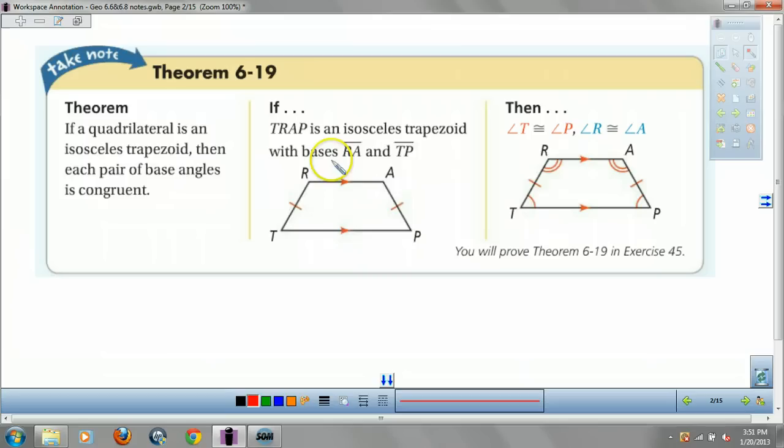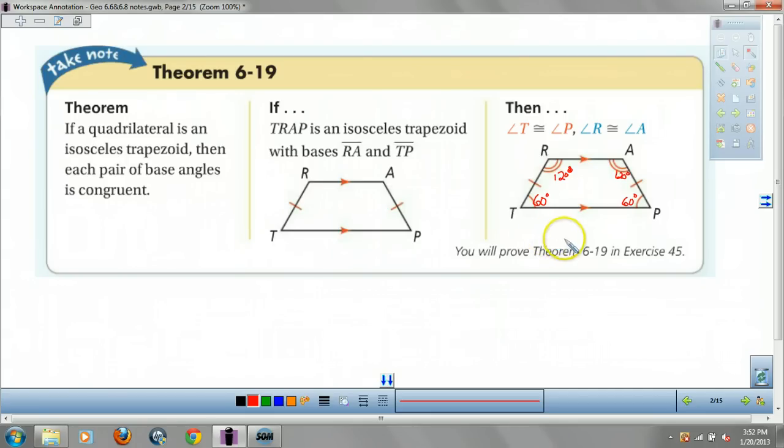Okay? So if this is our trapezoid, and it's isosceles, then I know that R is congruent to A, so if this was 120 degrees, this would be 120 degrees. And this guy would be 60 and 60. There's no relationship between these because these are same side interior angles, so these have to add up to 180. Okay?